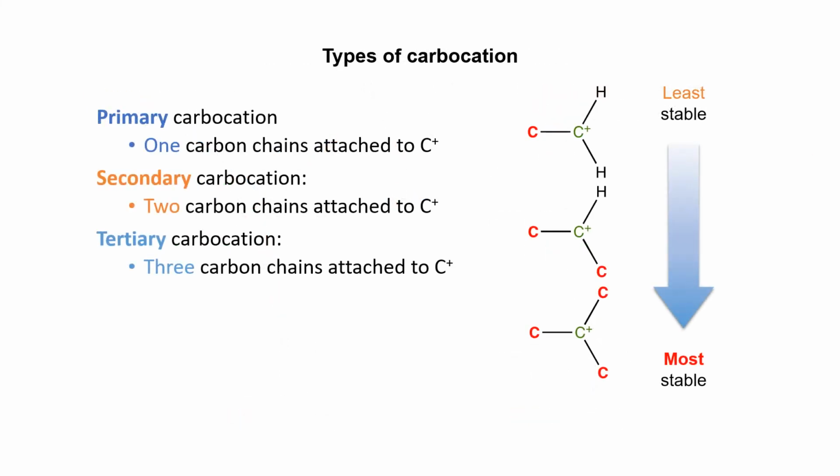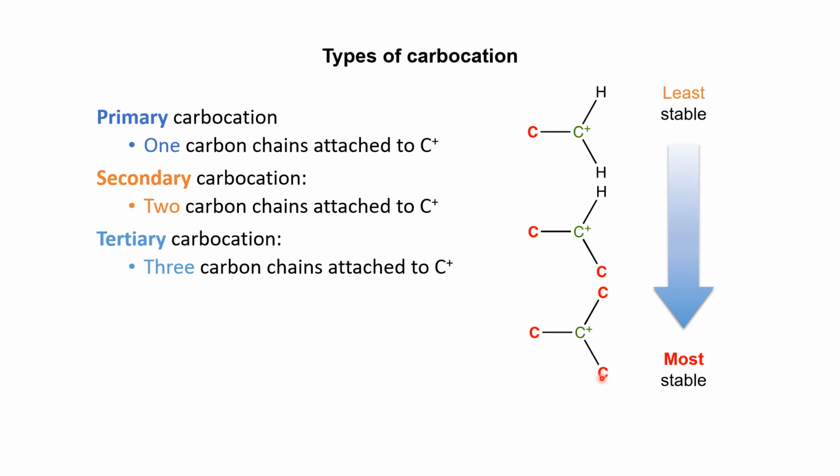Let us take a look at the importance of the carbocation in the reaction. We have in this figure primary, secondary, and tertiary carbocations. This is primary because the positively charged carbon is bonded to only one carbon. This is secondary because the positively charged carbon is bonded to 2 other carbons. And the last one is tertiary because the positively charged carbon is bonded to 3 other carbons.